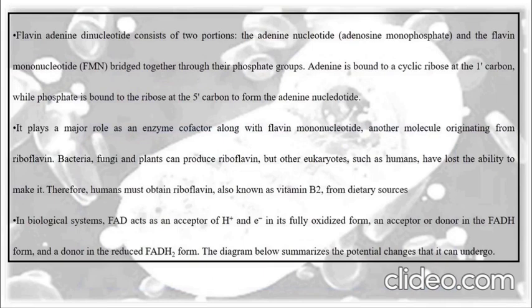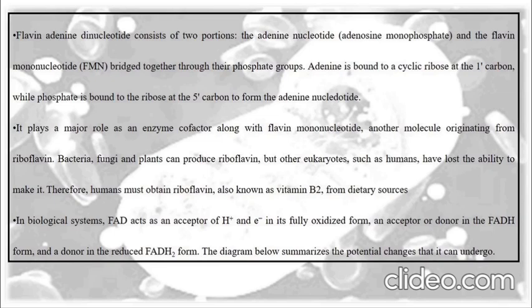Flavin adenine dinucleotide consists of 2 portions, the adenine nucleotide and the flavin mononucleotide, which are bridged together through their phosphate groups. Adenine is bound to a cyclic ribose at the first carbon, while phosphate is bound to the ribose at the 5' carbon to form the adenine dinucleotide. It plays a very major role as an enzyme cofactor along with the flavin mononucleotide, another molecule originating from riboflavin. Bacteria, fungi and plants can produce riboflavin, but other eukaryotes such as humans have lost the ability to make it. Therefore, humans must obtain riboflavin, also known as vitamin B2, from dietary sources.